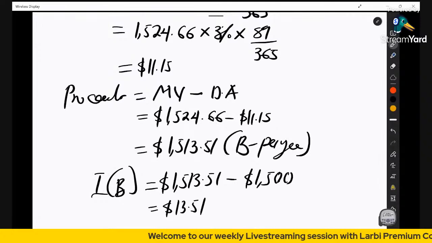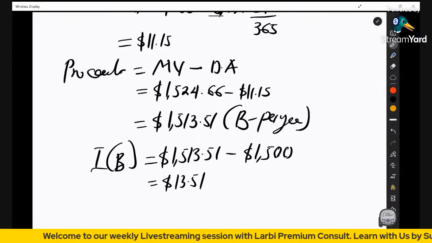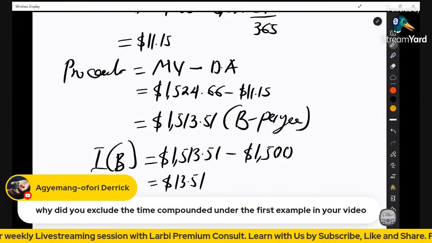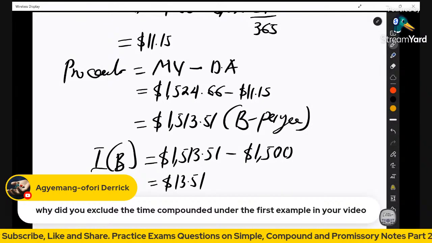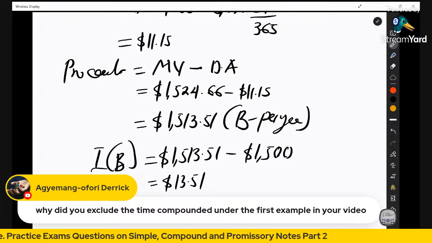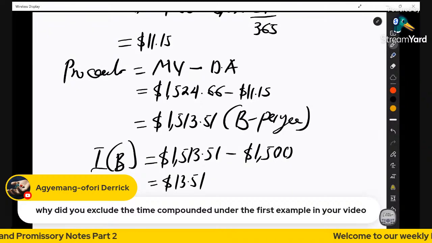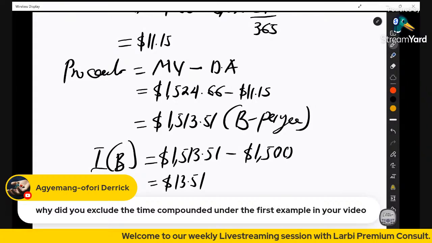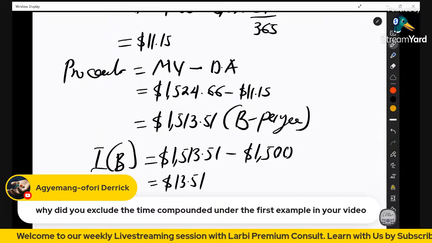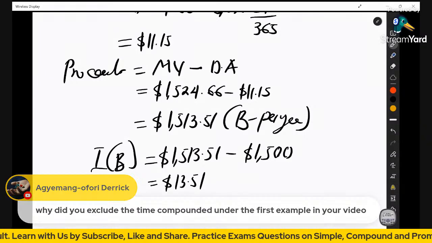If you have any question on this, let me know before we go on. Okay, I see one question here. Ajimai Fori Derek is asking why we excluded the time compound in the first example. I think he's just joining us. I have explained that, so take your time to go through. I thought you were talking about a question on this. It should be part, actually. I didn't intentionally exclude it. That was just a small mistake. But all the principles and everything hold perfectly, so don't get confused with that. It should actually be part, so take note. Thanks for the notification.